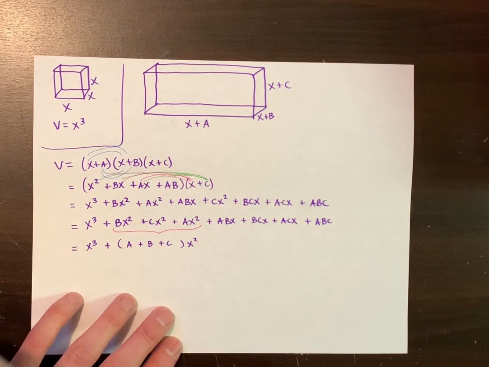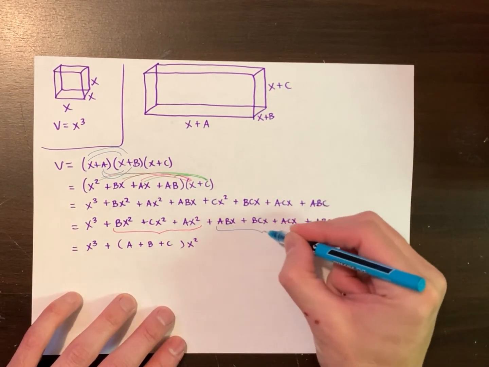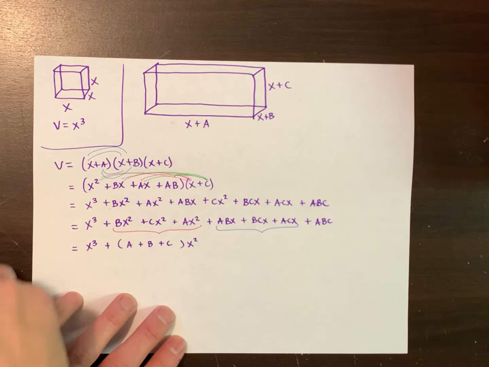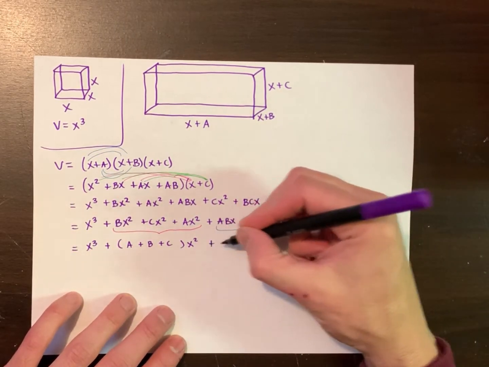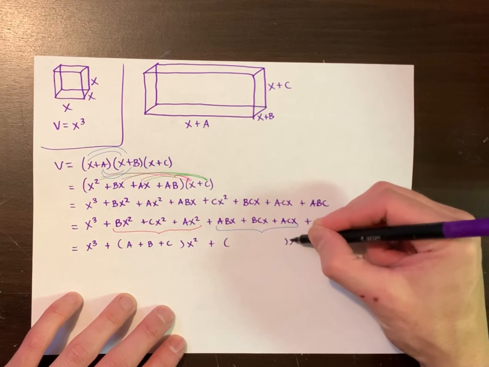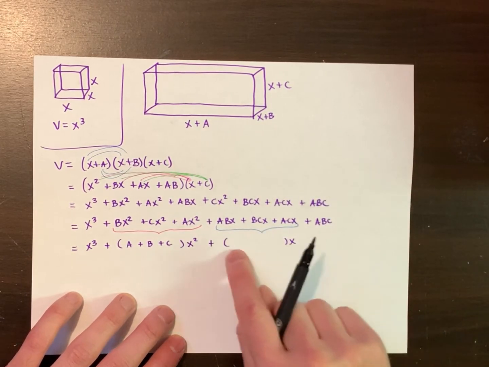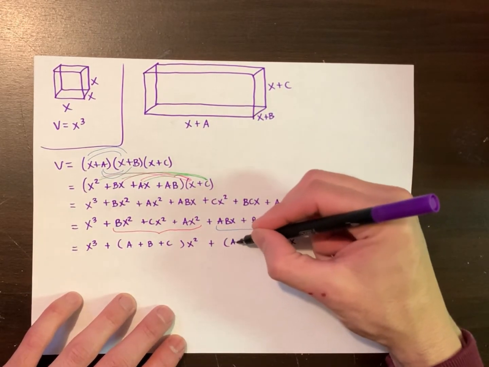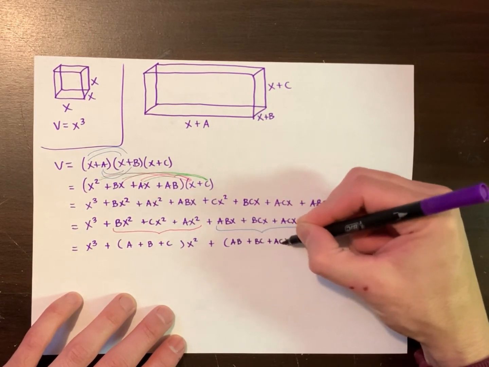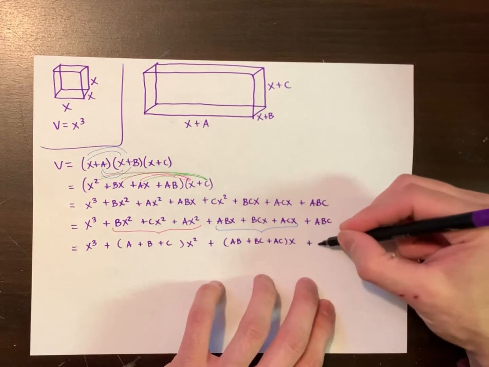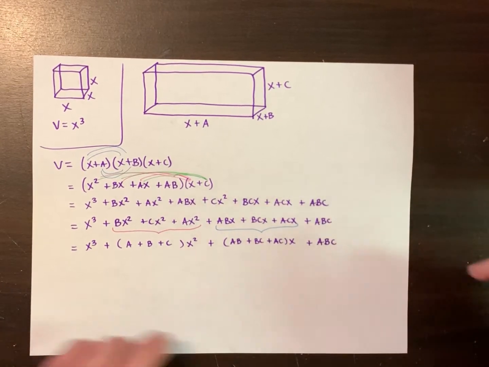Now, similarly, if you look at these pieces here, what do they all have in common? What can you take out of all of these pieces? You can take out x. And I'll do that, and I'll deposit the x just in the back. What would be left inside? AB plus BC plus AC. And then just this piece in the back here, like that.